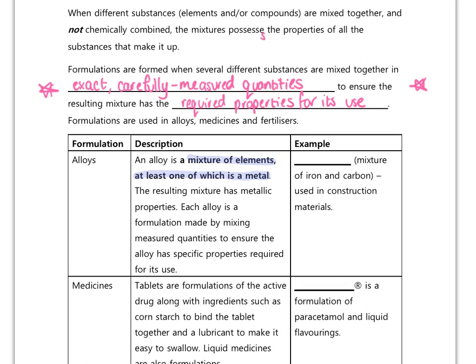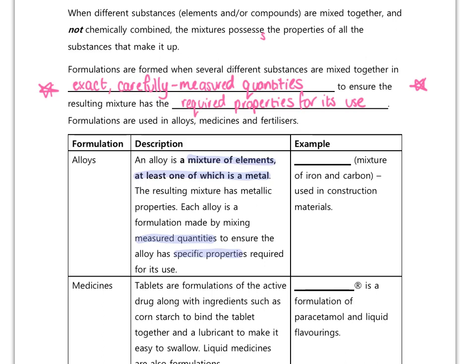So each different alloy that we use, alloys have loads of different uses. And each alloy is a formulation made by mixing measured quantities to ensure the alloy has specific properties required for its use. Because remember, each of the substances present in the mixture will bring its properties with it. So if you have an alloy of iron and chromium, the properties of iron will be in the mixture and the properties of chromium will be in the mixture, and you might want a specific quantity of each to make sure that your alloy, your formulation, has that specific use.